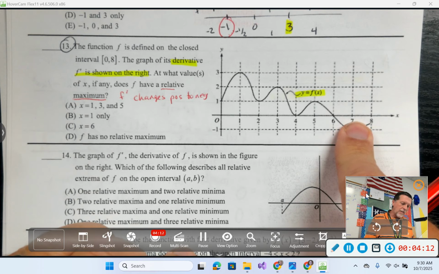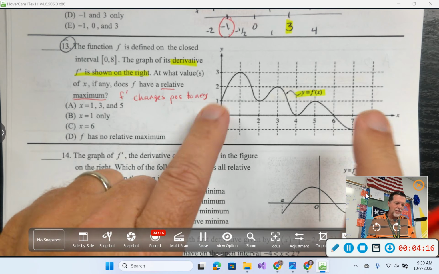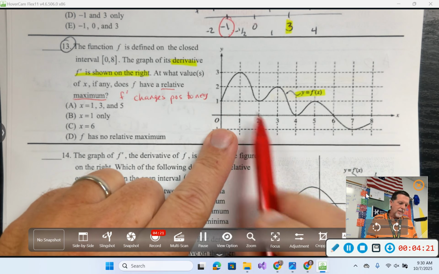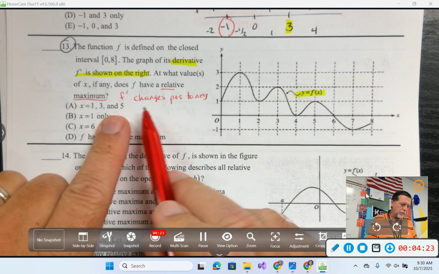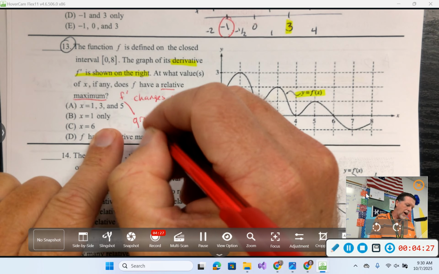This is the graph of f prime. This is not f. So this is tricky. It's not hard, but you've got to be careful and know what you're looking at. This is the graph of f prime. So I'm looking for where this graph, f prime, that's my graph.